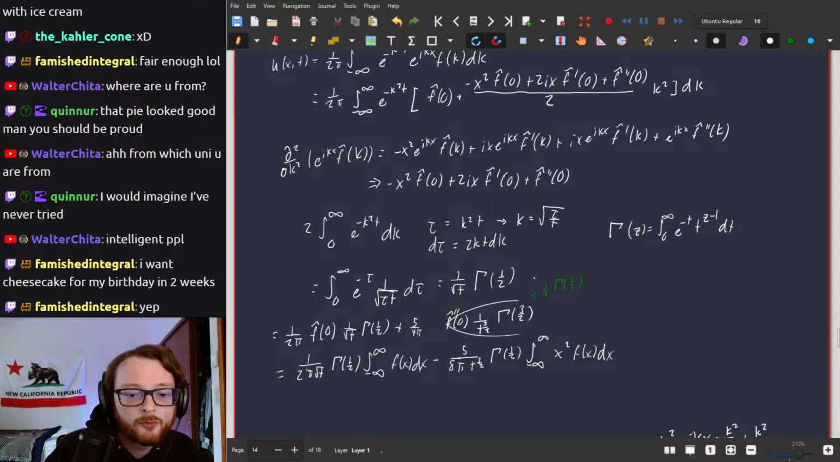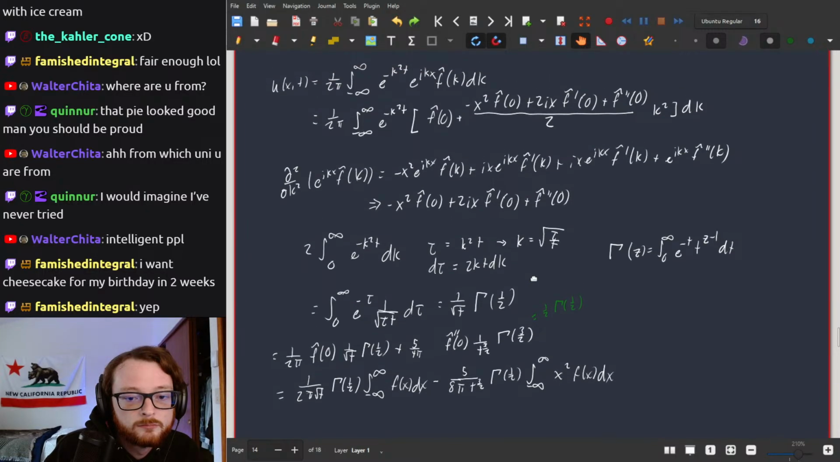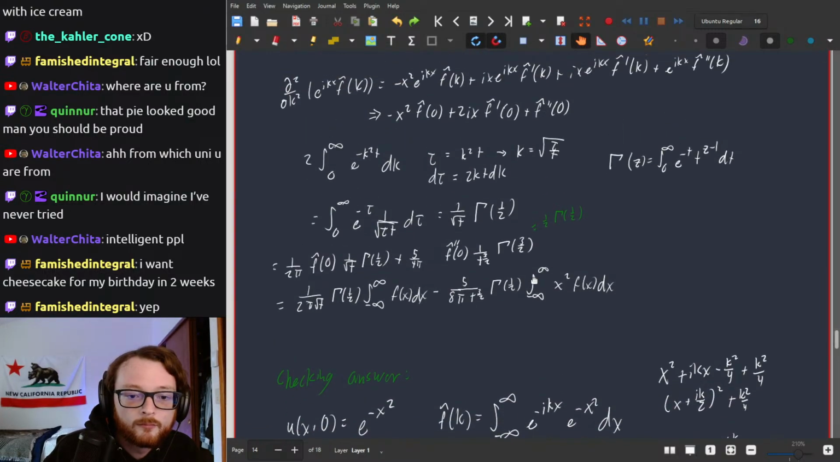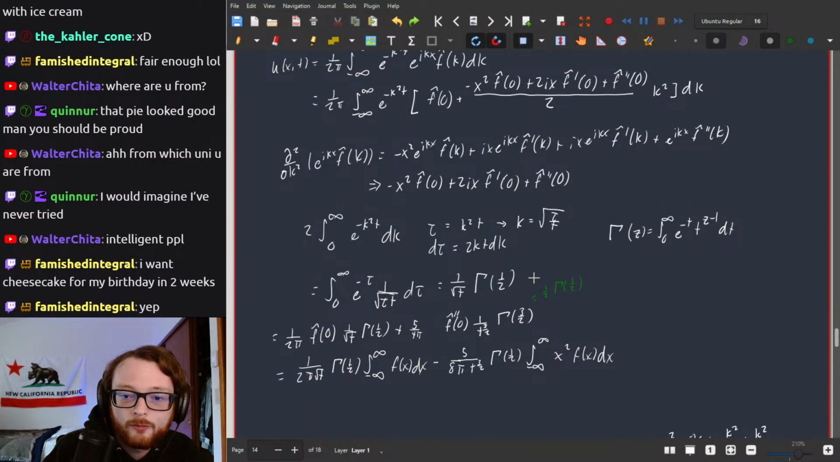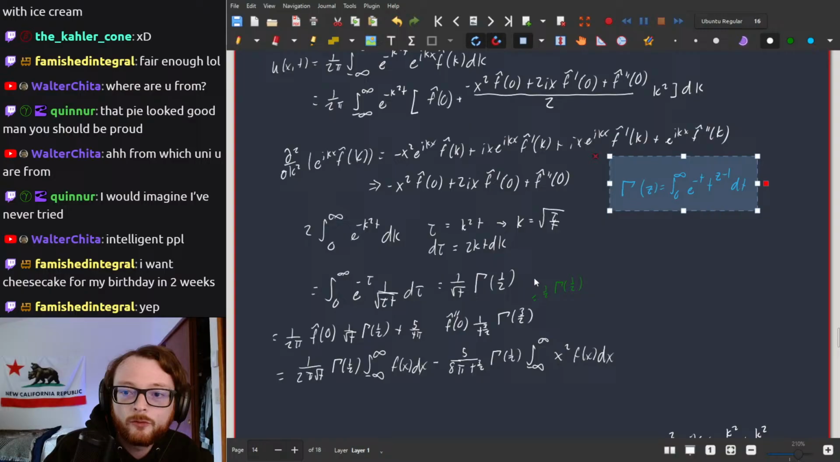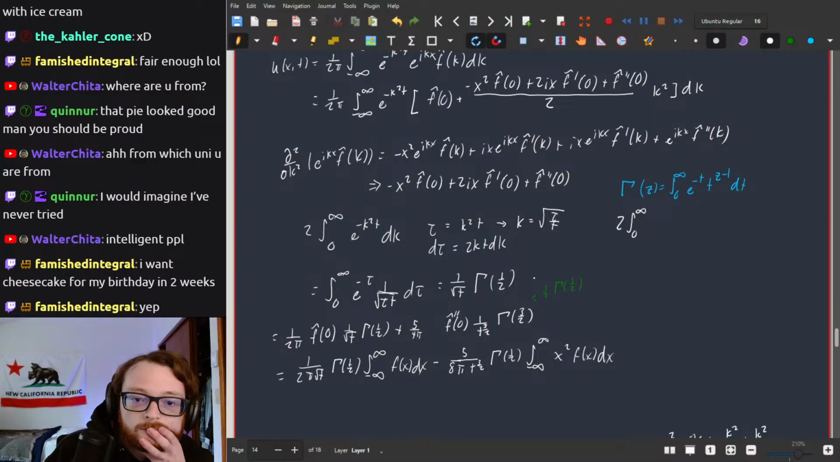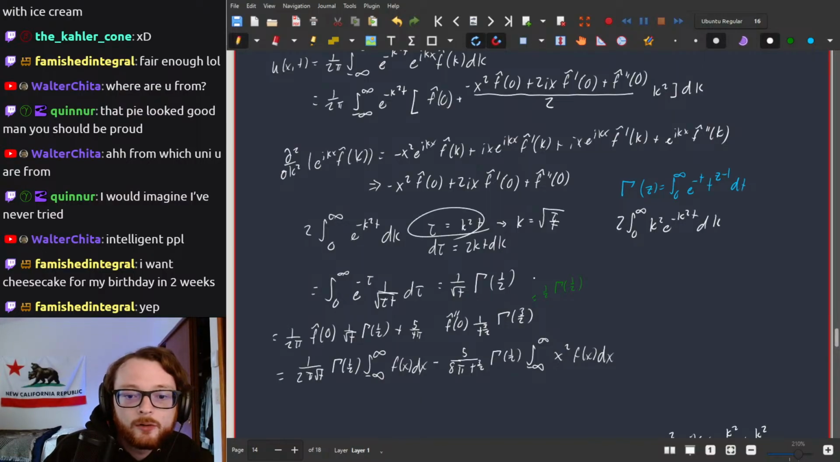I guess I did this part mentally. I'm gonna work it out separately because I don't trust past me to actually do things right. I don't trust current me to do things right either, for that matter, but here we are. k squared e to the minus k squared t dk. I guess I did a tau substitution here.